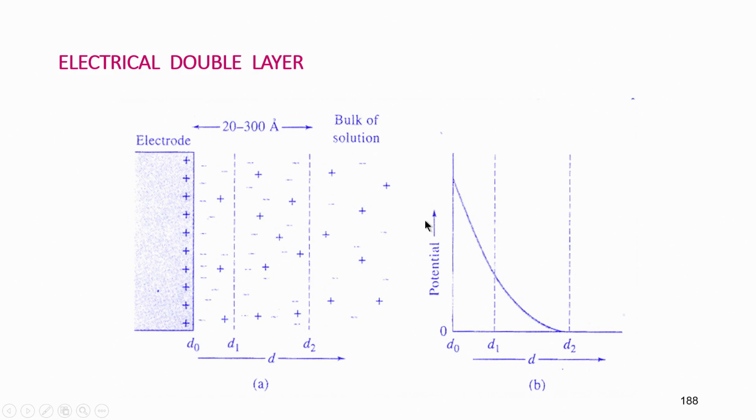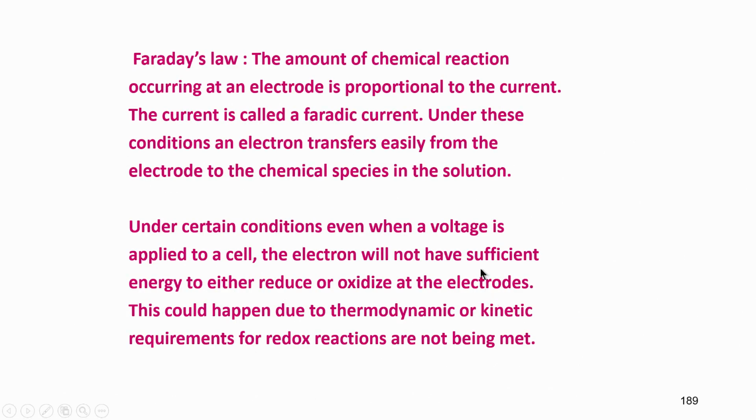In this region there is almost a linear decrease in the electrode potential, and in this region, D1 to D2, there will be an exponential decrease of the potential. According to Faraday's law, which we had also covered yesterday, electron transfer occurs easily from the electrode to the chemical species in the solution, because the amount of chemical reaction occurring is proportional to the electrode current. So, that is Faraday's law.